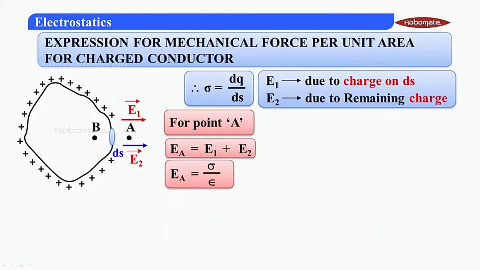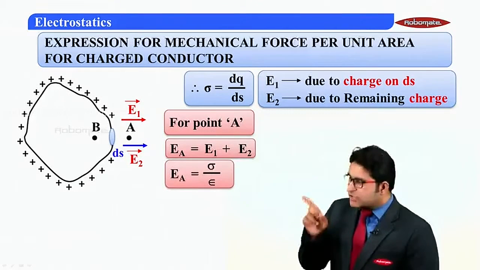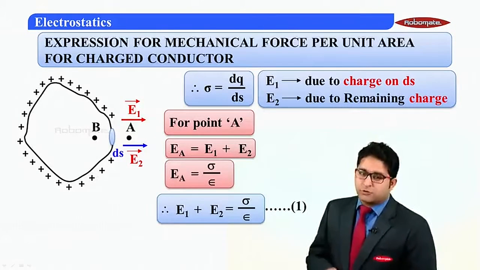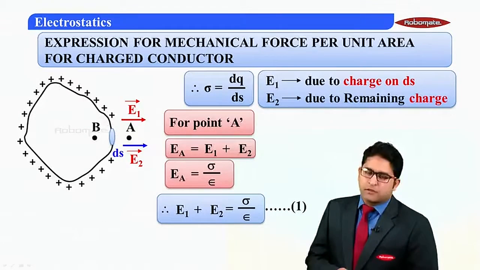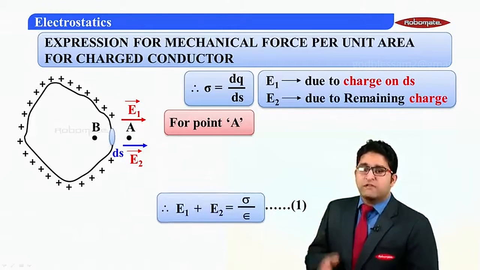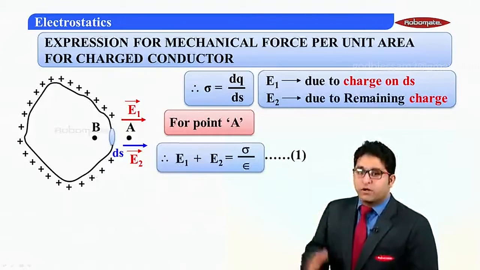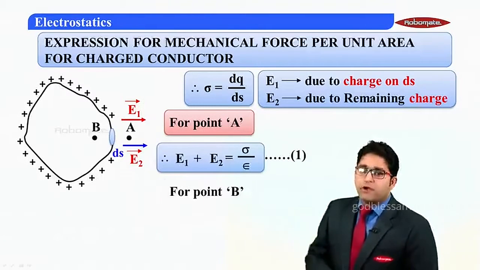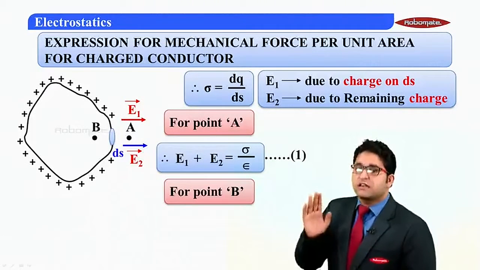Now let us move further. Now see these two equations, left hand sides are equal. So from these two equations I can write E1 plus E2 is equal to sigma upon epsilon, and let this be my equation number 1. Now let us move further. The way we have dealt with point A, we'll consider point B now. Now see point B, it is just inside, and we know for point B both the intensities are in opposite direction.